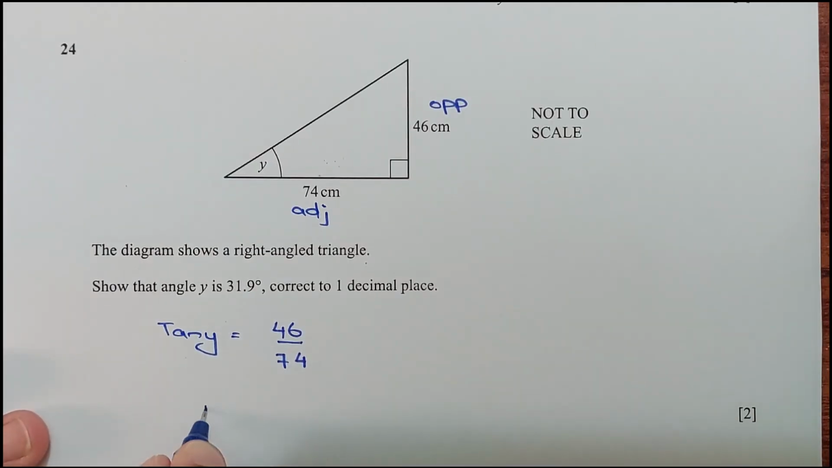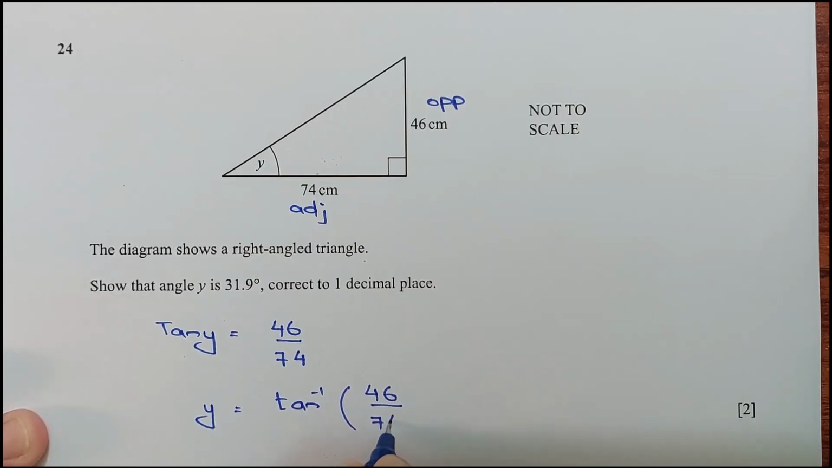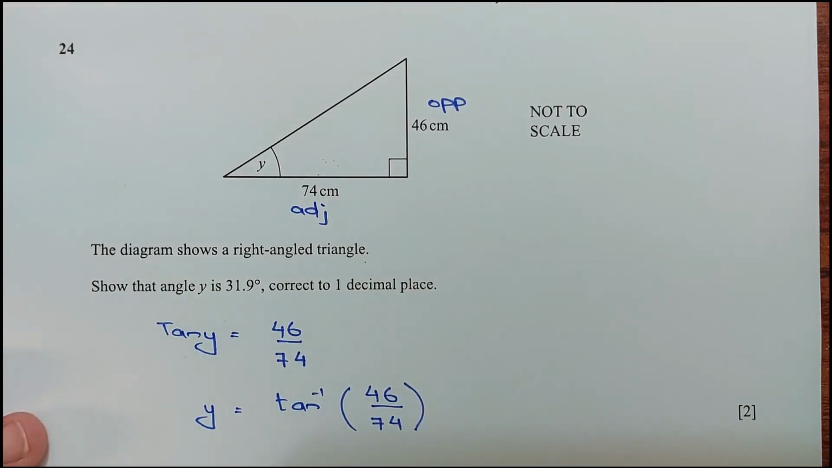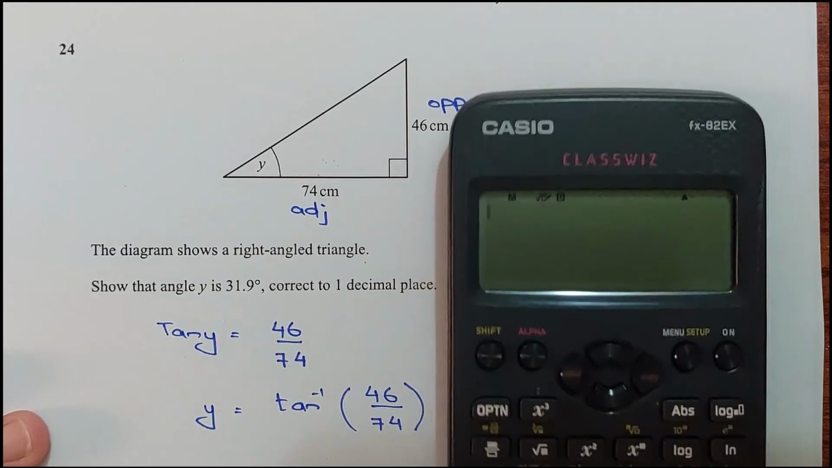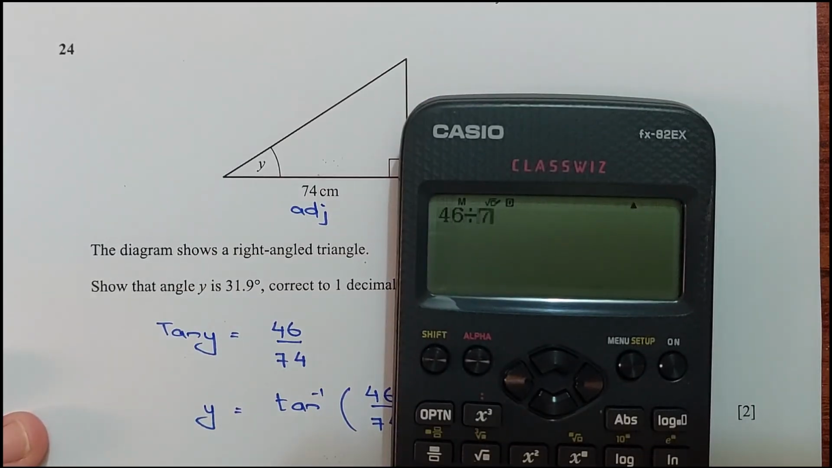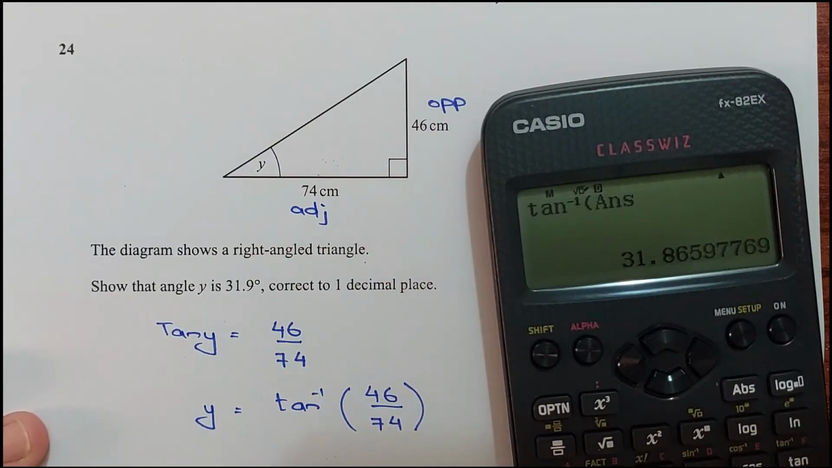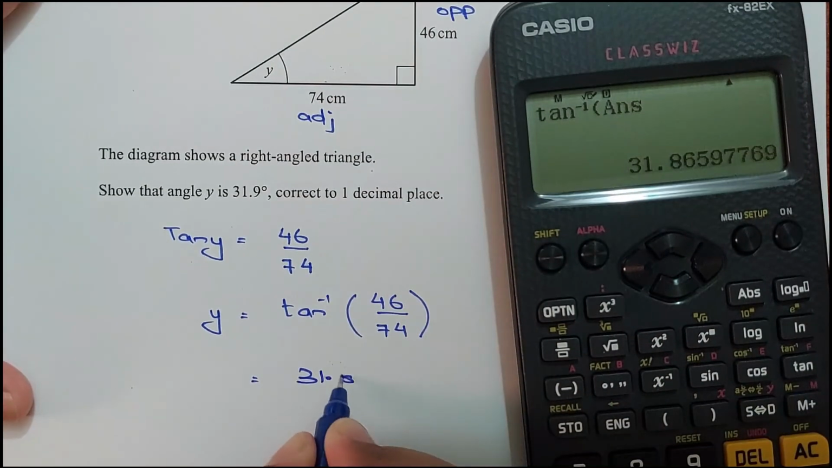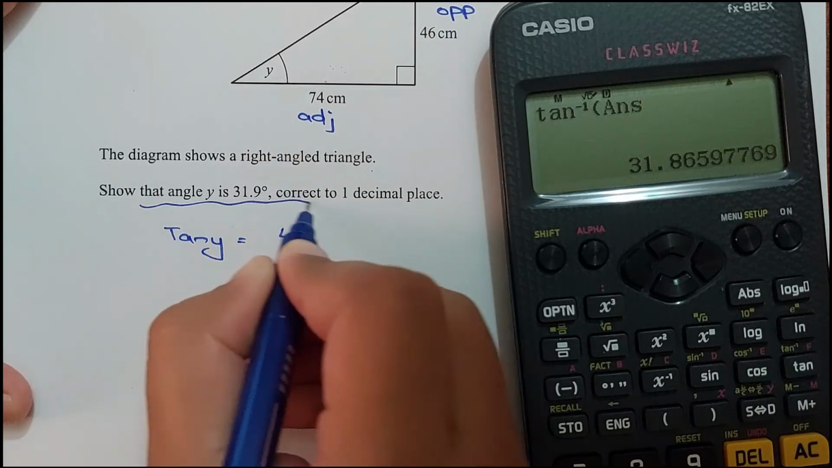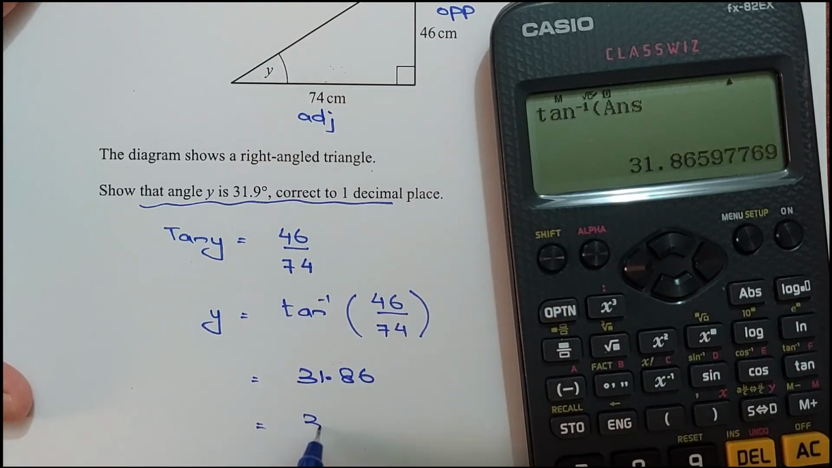Right, now let me solve for y. y is tangent inverse of 46 over 74. We have to do it in degrees. Okay, my calculator is already in degrees, so 46 divided by 74 and doing the tangent inverse, this is 31.86. Now we have to give the answer up to one decimal place, so this is 31.9 degrees.